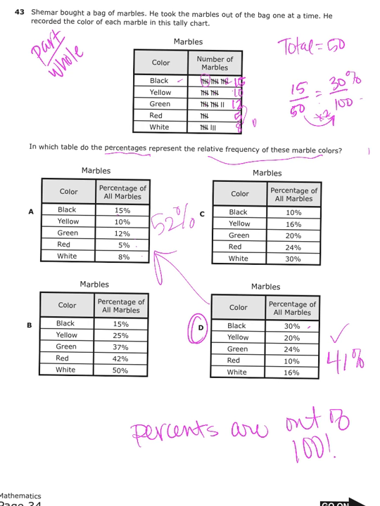Now if I checked it all the way down, it'd be 10 over 50. So that'd be 20 over 100, 20%. 12 over 50, that'd be 24 over 100, 24%. 5 over 50, 10 over 100, and so on and so forth. So it works all the way down.